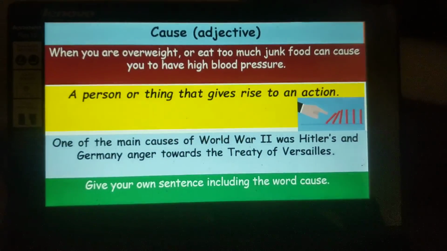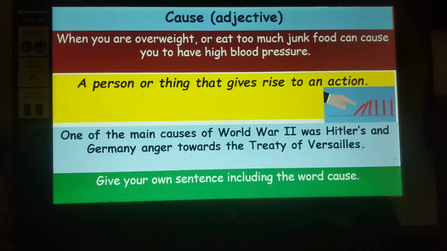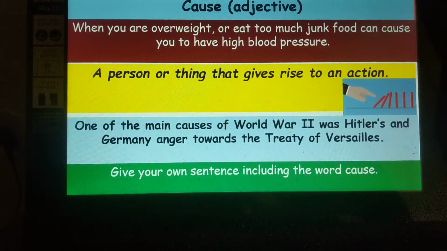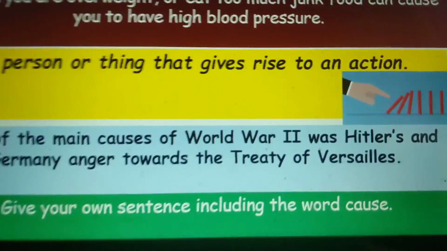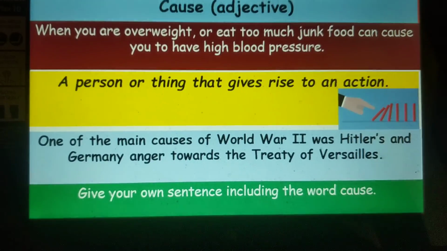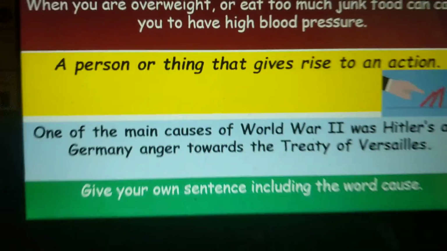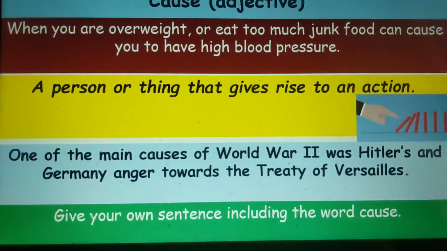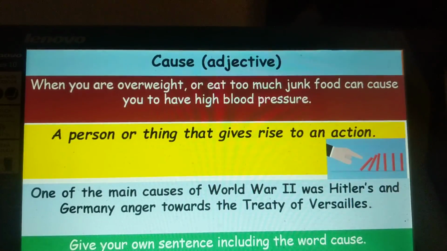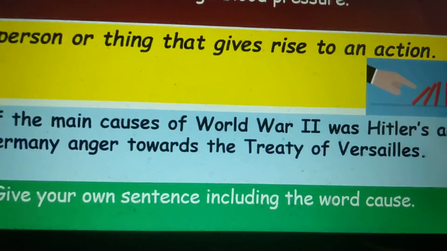Give your own sentence using the word cause. A thing that gives rise to an action. A thing that influences an action or influencing something to happen, okay? So for example, Hitler's and Germany's anger, that influenced World War II, okay? Because Hitler and Germany were really angry towards the Treaty of Versailles, that caused World War II. That gave rise to World War II.